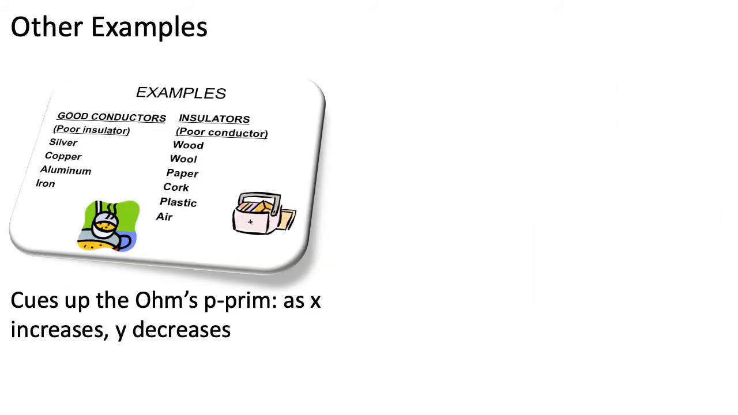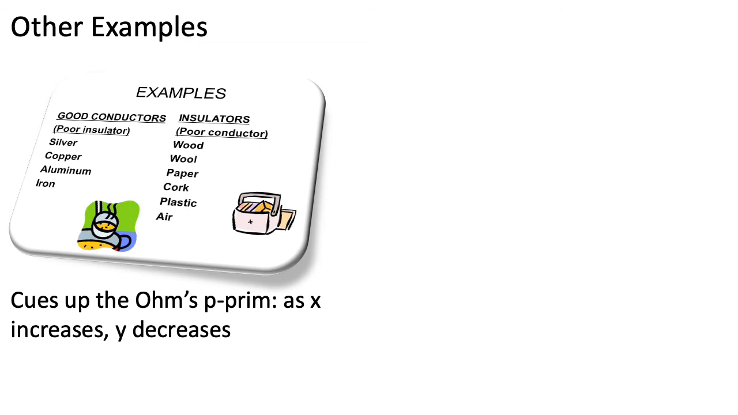Another example where taking account of p-prims is very useful in teaching is, I think, in thermal physics, when we introduce it in Key Stage 3 and Key Stage 4. So, for example, when we give students a list of good conductors and explain that a good conductor is a poor insulator and a good insulator is a poor conductor, in effect what we're doing is we're activating the Ohm's p-prim in terms of thermal physics.